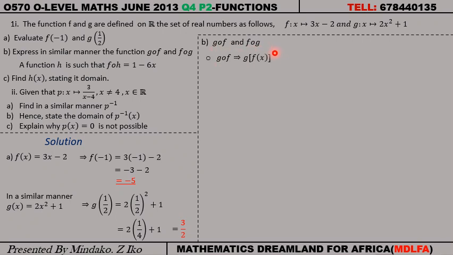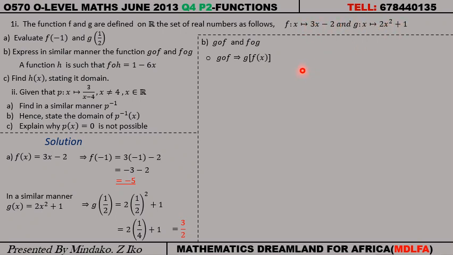Okay, so if I begin with g of f, I can actually write this as g of f of x. This g of f of x means that I'll go to my function g, which is 2x squared plus 1, right? And then I substitute my function f inside this function g. It means where I see x in g, I'll put f of x inside.